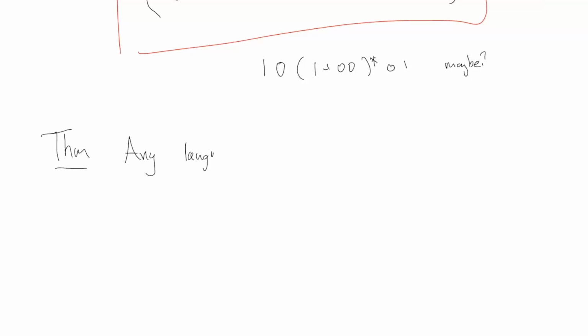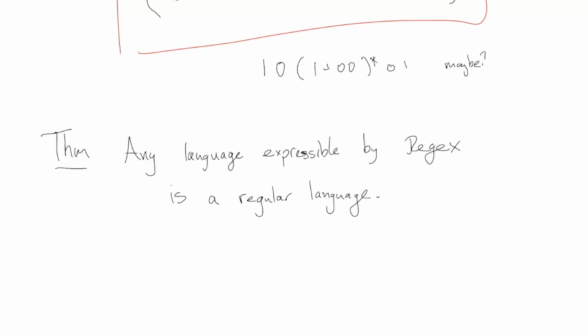Any language, sorry, that says language. Any language expressible by regular expression can be made into an NFA, which means it is a regular language. Remember, regular language means it is the language of a DFA or NFA. And what we've said so far is that you can actually convert back and forth. Any regular expression is equivalent to a certain NFA, and any NFA is equivalent to a regular expression. What that means is that any language expressible by a regular expression is a regular language.